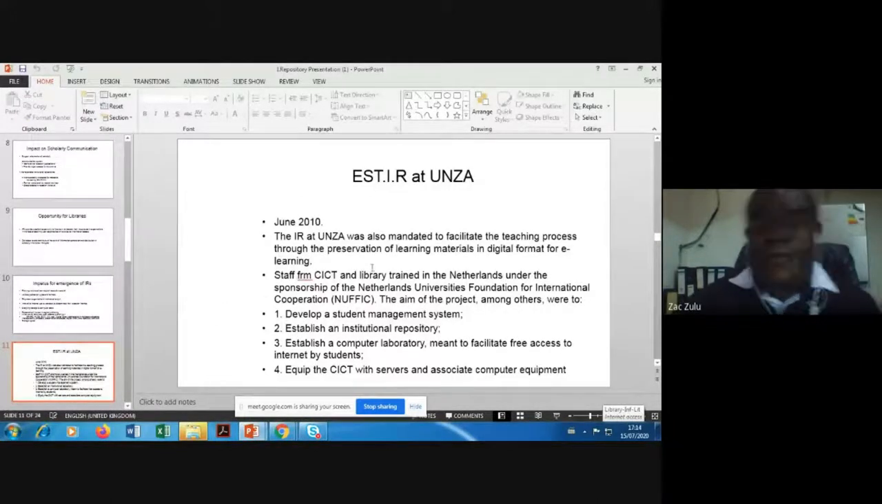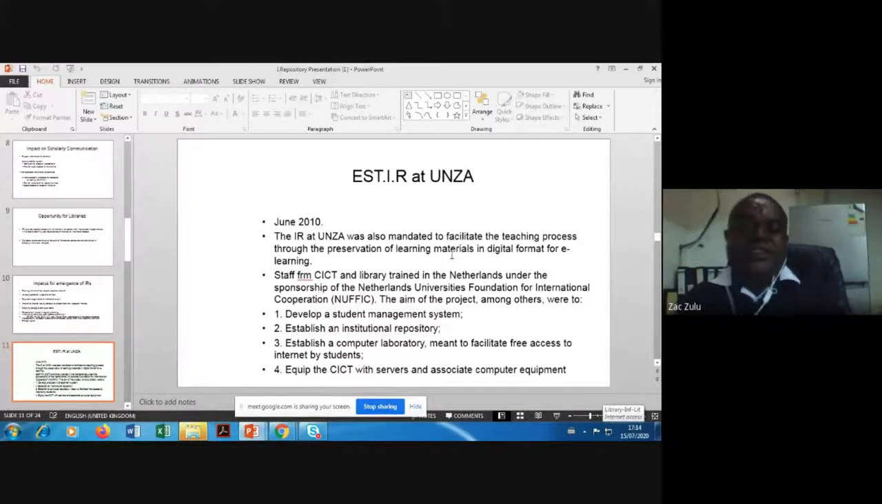So the idea of the IR at UNZA was mooted in 2010 through a grant by a university in the Netherlands. A team was set up. Two universities were identified in Zambia, that is the University of Zambia Library and the Copperbelt University. For the University of Zambia, one member of staff from the computer center was identified to provide IT support, and two librarians were identified to do the management side. That is what also happened at CBU. They had one member of staff from the computer center and two librarians.